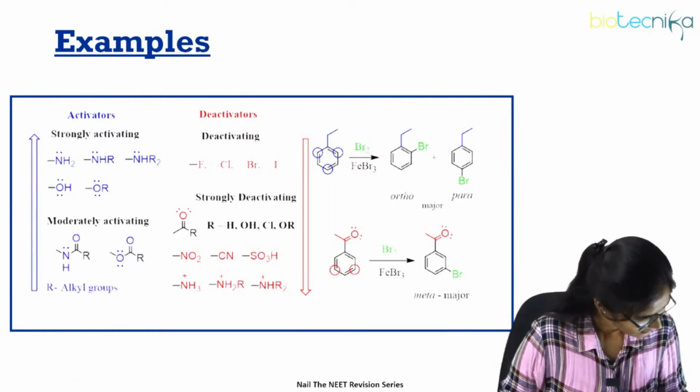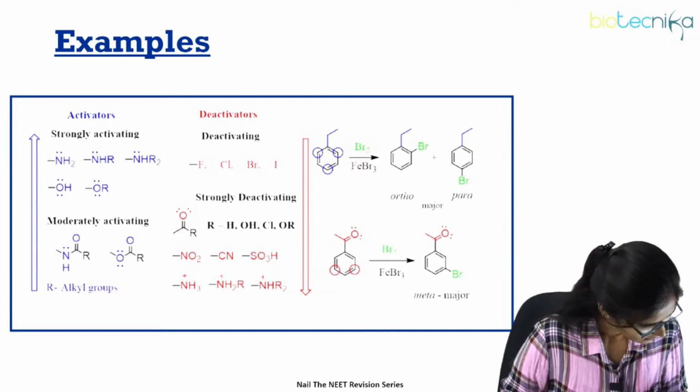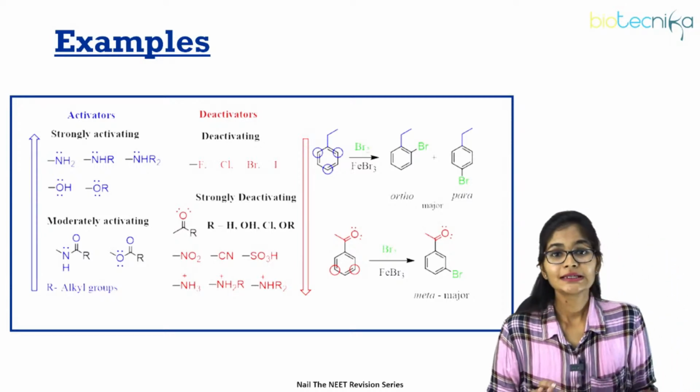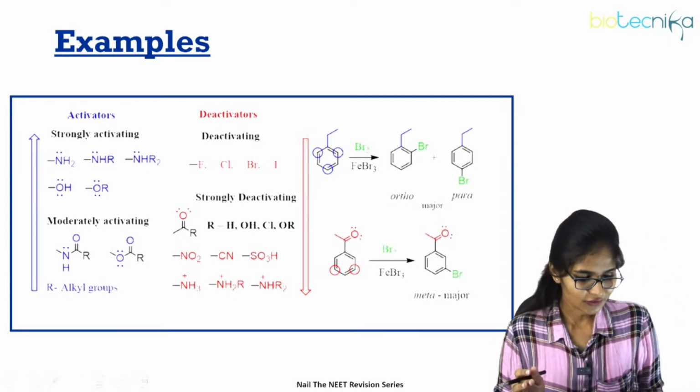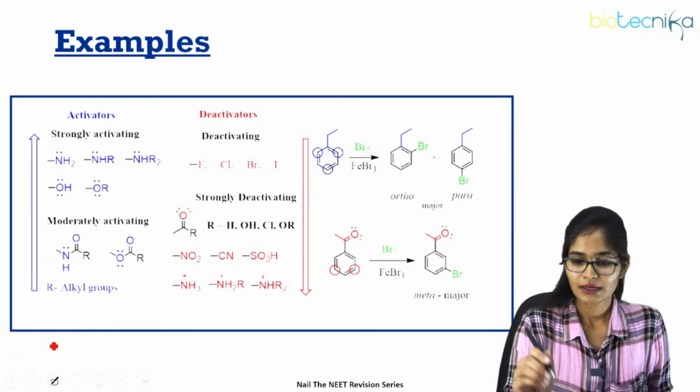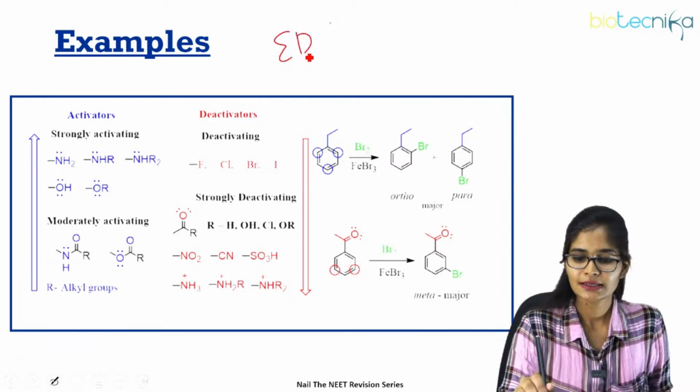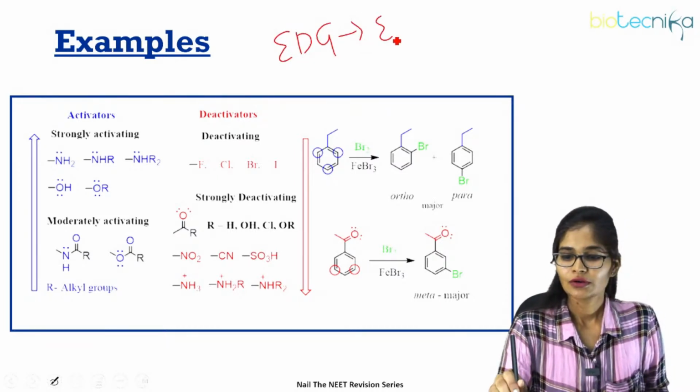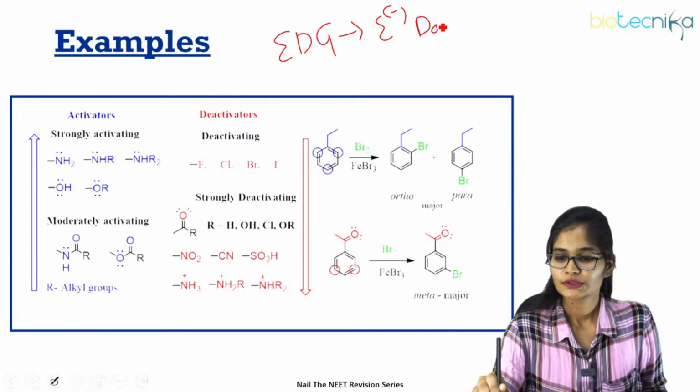Someone is asking, Tapas Das, what is EWG and EDG? EDG and EWG are just shortcut forms of electron donating groups and electron withdrawing groups. So EDG is electron donating groups.